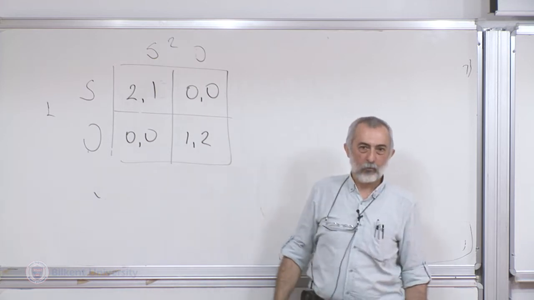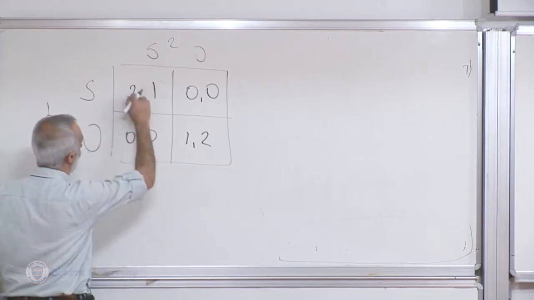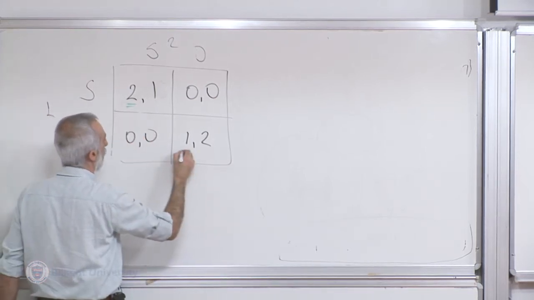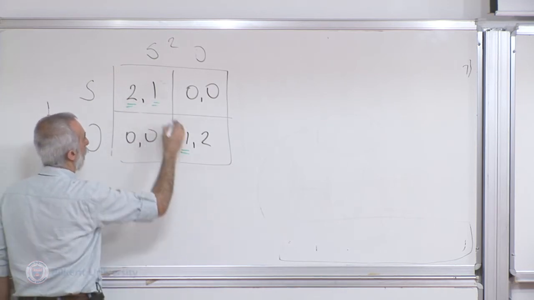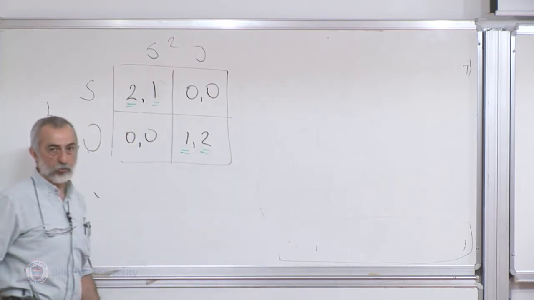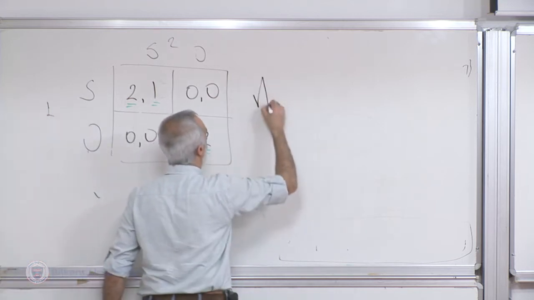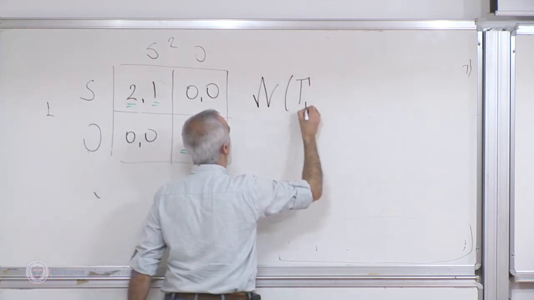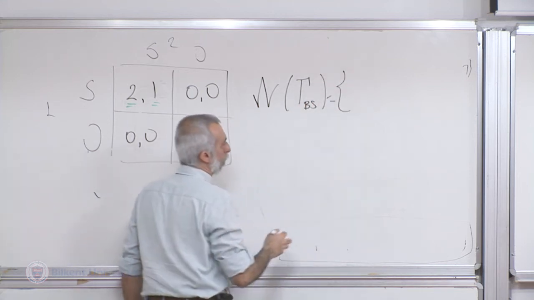Okay. Well, this game, we already know when we look at the best responses, I always like to mark them. Those are the best responses of player one. Those are the best responses of player two. So this game, the Battle of the Sexes, has two Nash solutions.